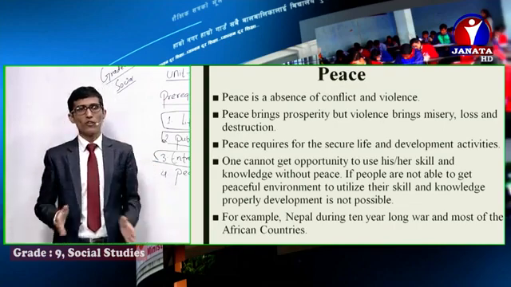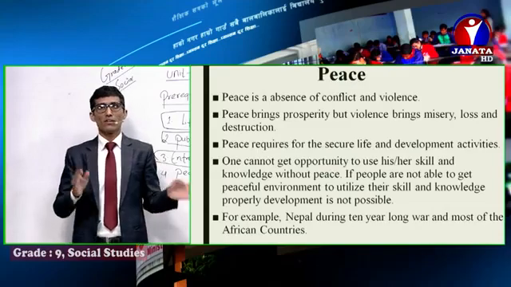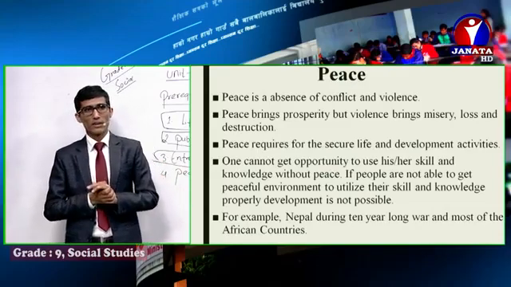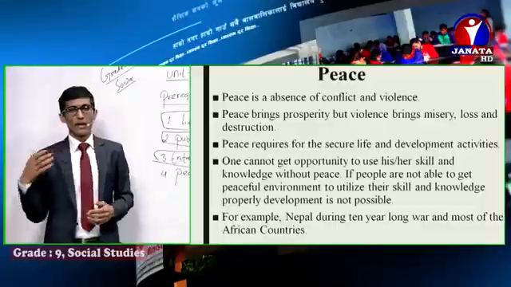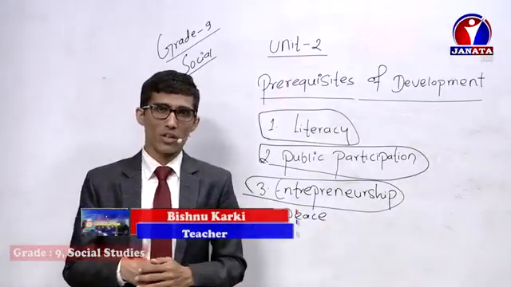So these are the 4 prerequisites of development which we require prior to development. This is what the prerequisites are. Okay, in the next class we will talk about the infrastructures of development.